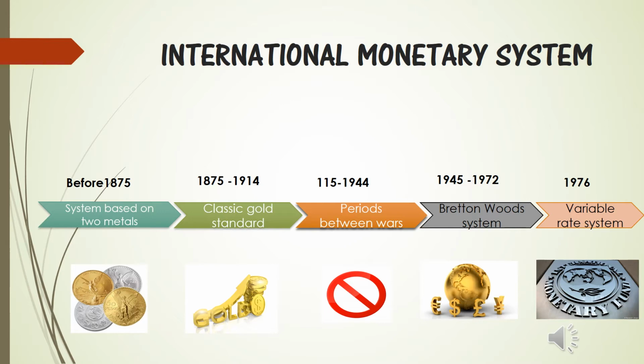The third: the period between wars. With the start of the First World War, several countries such as the United Kingdom, France, Germany, and Russia stopped using the exchange of promissory notes in gold and implemented embargoes on gold exports. The fourth: the Bretton Woods system. In July of 1944, 44 representatives from different countries made an agreement in Bretton Woods to design a new international monetary system. And the last one is the variable rate system.